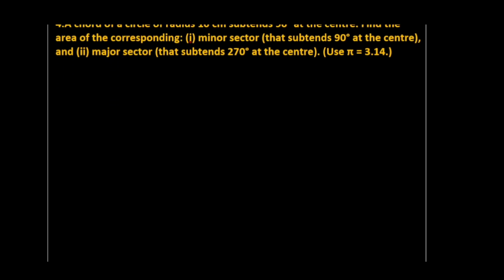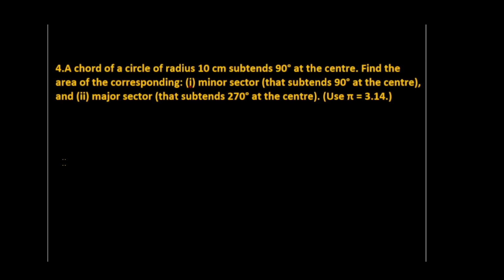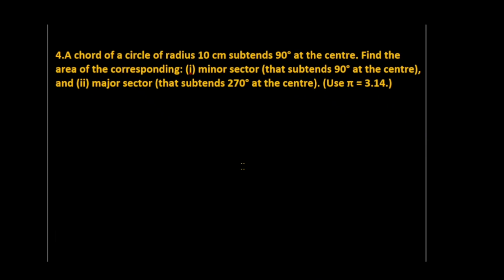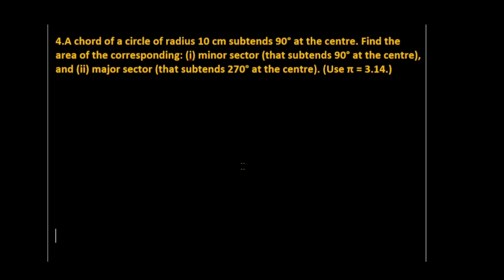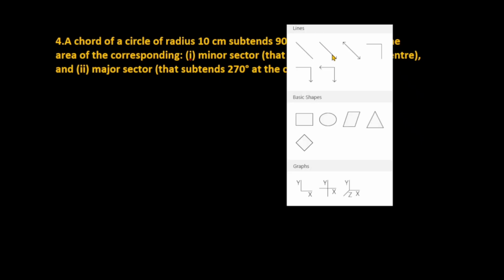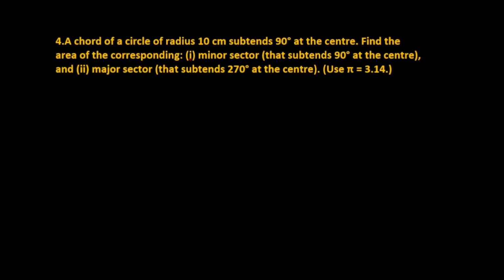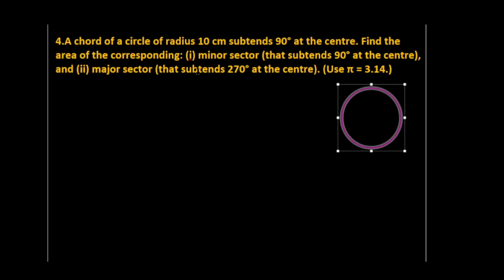Fourth question. The chord of a circle of radius 10 centimeter subtends 90 degree at the center. Find the area of the corresponding minor sector. In bracket it is given, subtends 90 degree at the center, and major sector subtends 270 degree at the center. So you know very well which is minor sector and which is major sector.